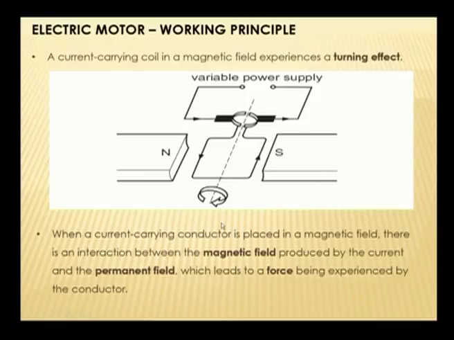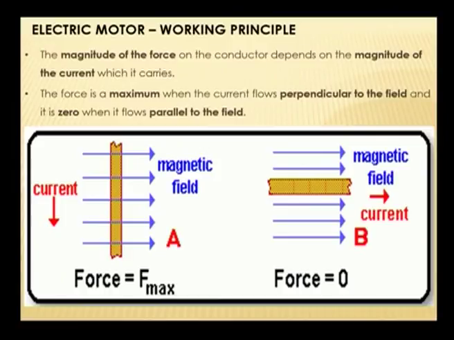When a current carrying conductor, that is a metal coil, is placed in a magnetic field, there is an interaction between the magnetic field produced by the current and the permanent field, which leads to a force being experienced by the conductor. There is a magnetic field between these 2 magnets, a permanent field here, and it leads to a force which in turn rotates the conductor. The magnitude of force on the conductor depends on the magnitude of current which it carries. It is quite obvious. The force is a maximum when the current flows perpendicular, as in figure A, and it is 0 when it flows parallel to the field, as in figure B.